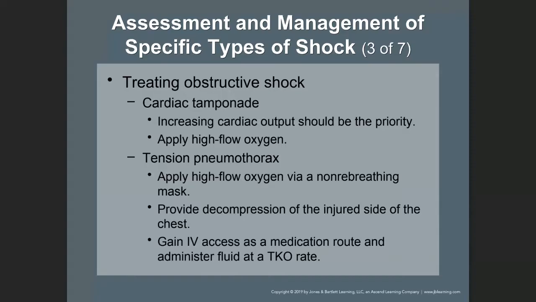Treating obstructive shock, cardiac tamponade. Increasing cardiac output should be the priority. Apply high flow oxygen. Tension pneumothorax. Apply high flow oxygen via non-rebreathing mask. Provide decompression of the injured side of the chest, which I will teach you how to do, needle decompression. I will teach that to you in our skill sessions. Gain IV access as a medication route and administer fluid at TKO rate.